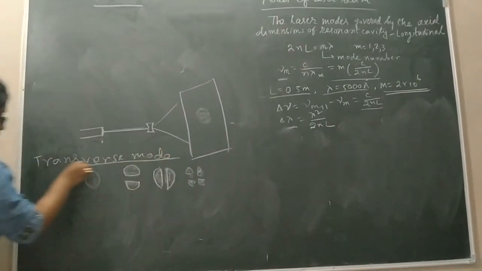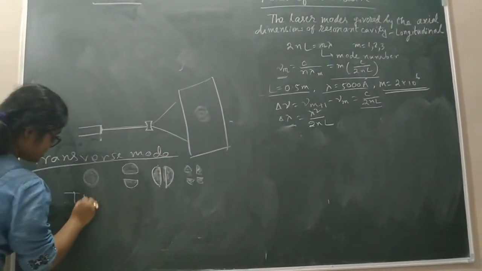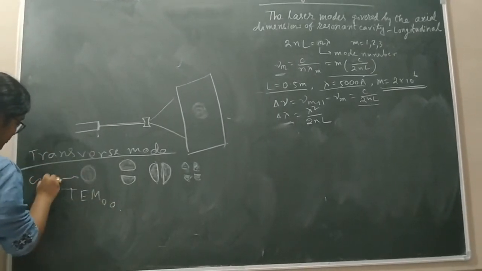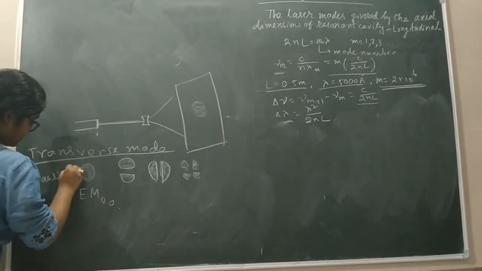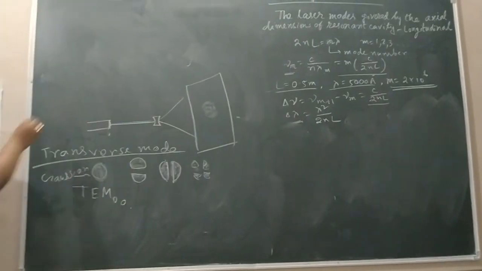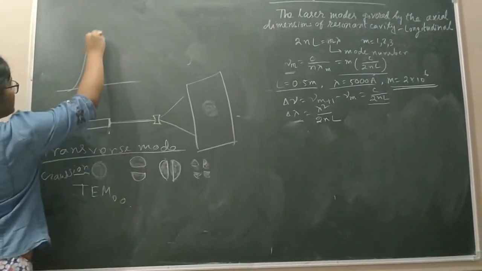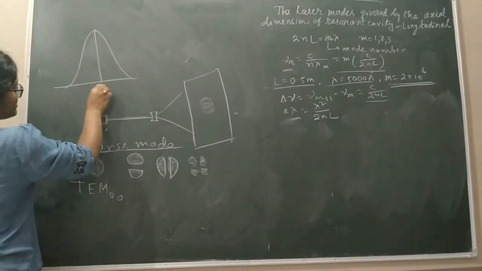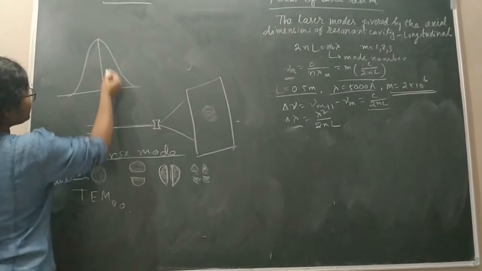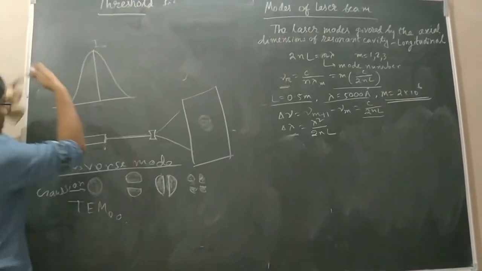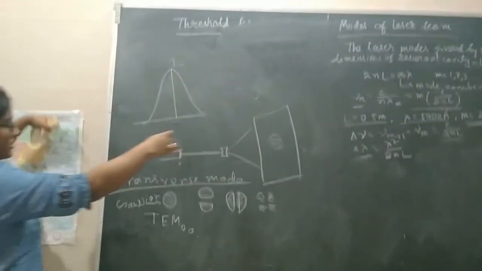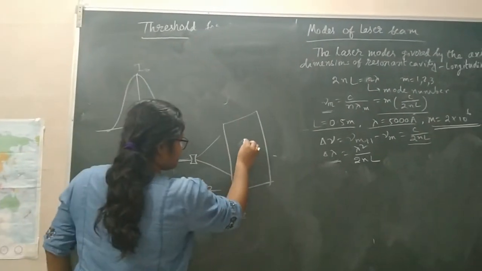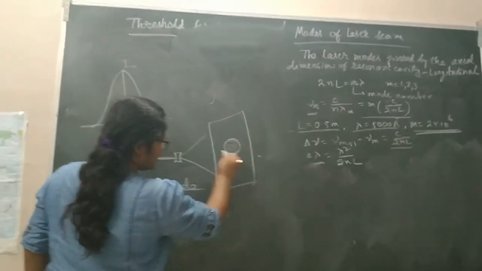And this is the TEM00 mode, that is the Gaussian mode. Now what does it mean? This is a Gaussian-like distribution. The intensity will be maximum here, that is I0, and it will exponentially decay to the other sides. Now you are seeing that this is the distribution of the transverse mode.